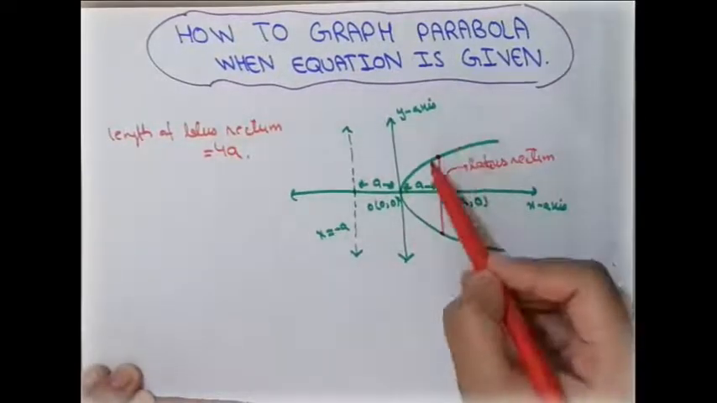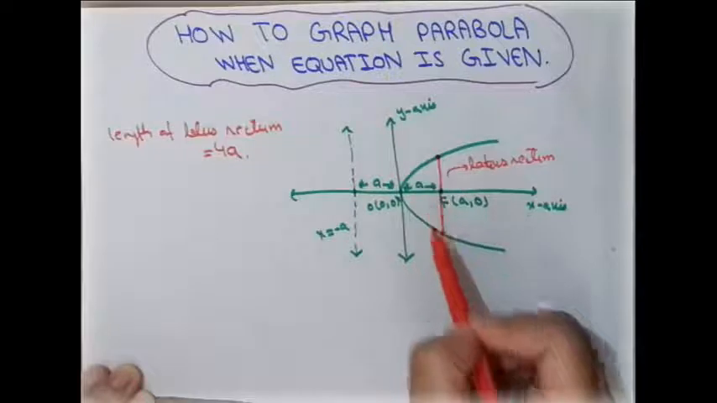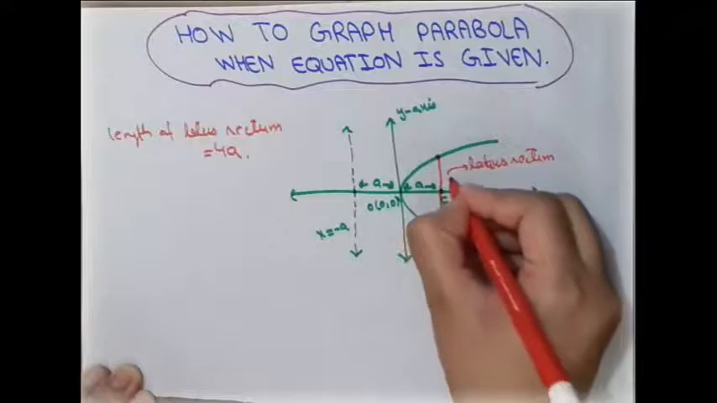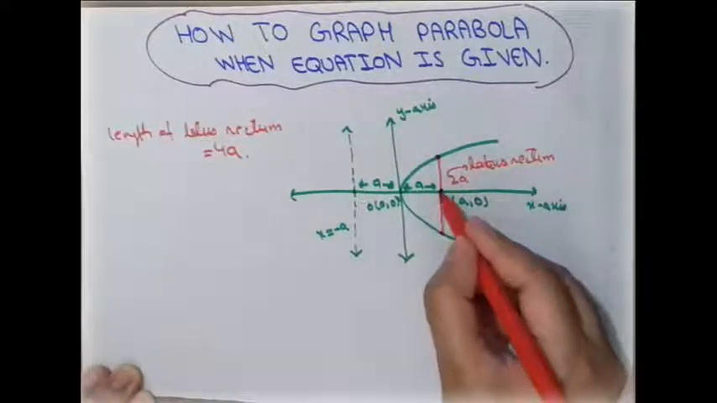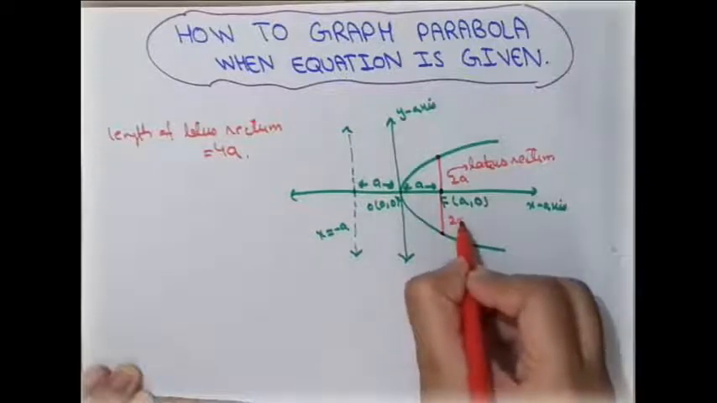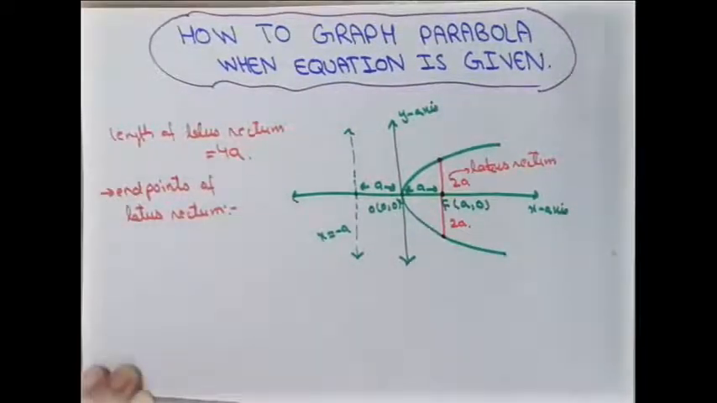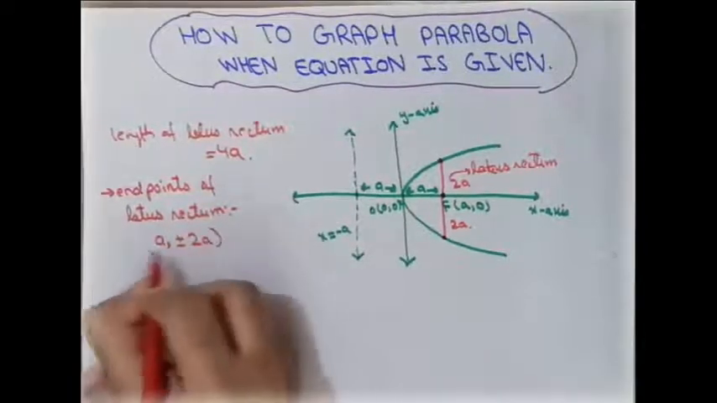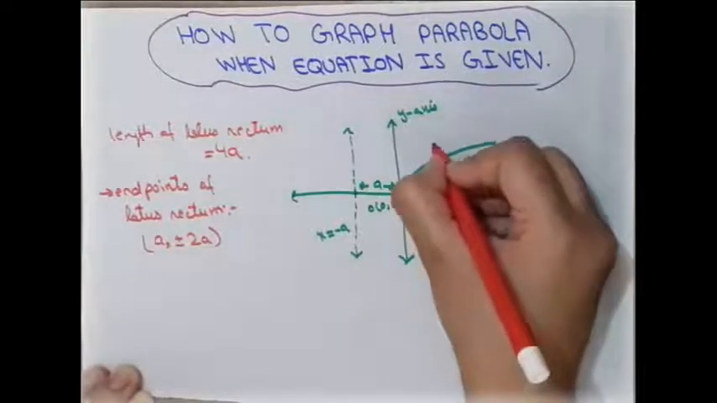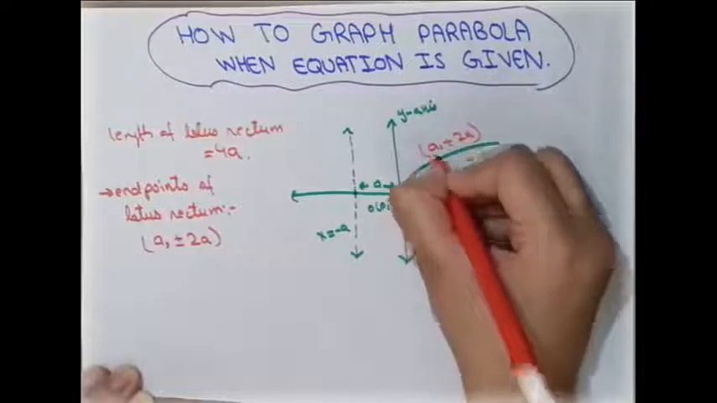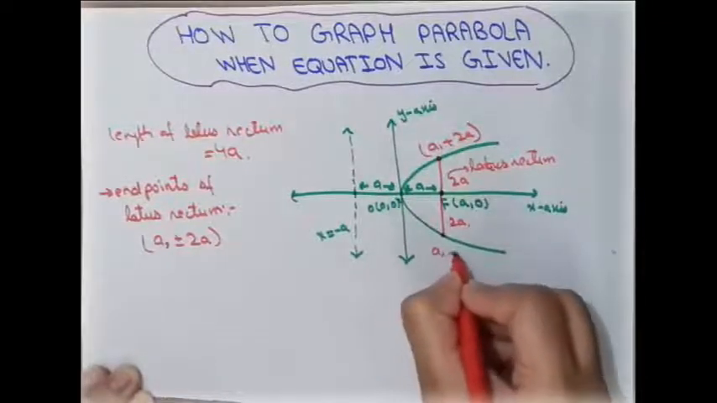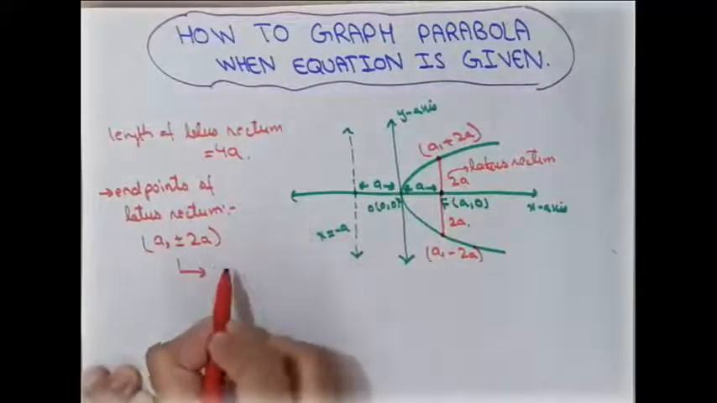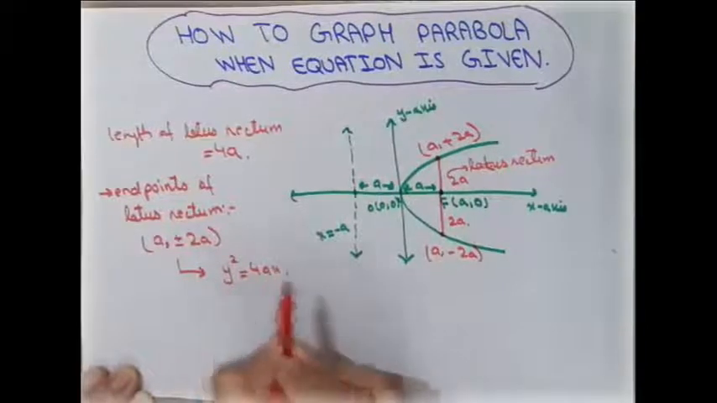So we have the endpoints of the latus rectum, which are these 2 points. If the length of this is a, then it will be 2a, and in a similar way the length from the focus to this endpoint is also 2a. So the endpoints of the latus rectum are (a, ±2a), which are these 2 points: here is the point (a, 2a), and on that side (a, −2a). These are the endpoints of the latus rectum if the equation of the parabola is y² = 4ax or y² = −4ax.